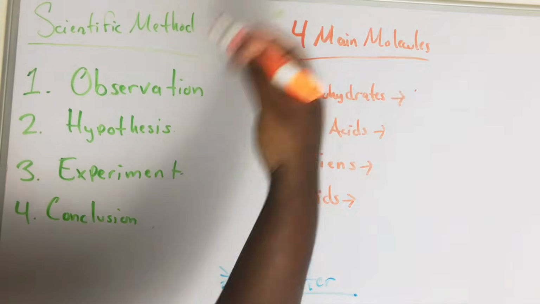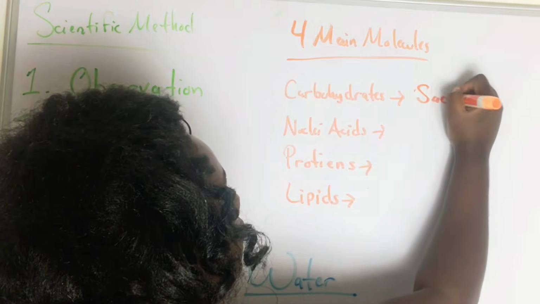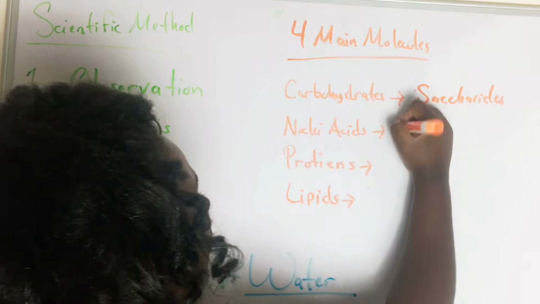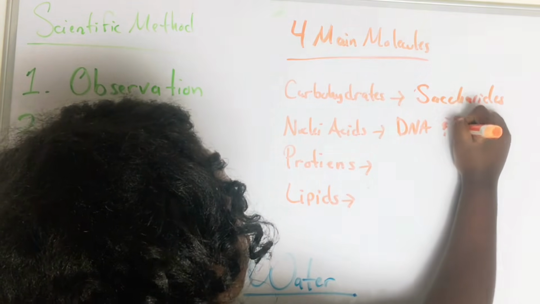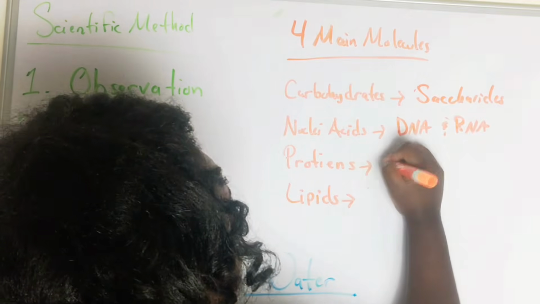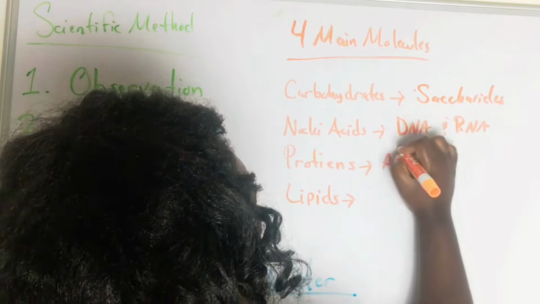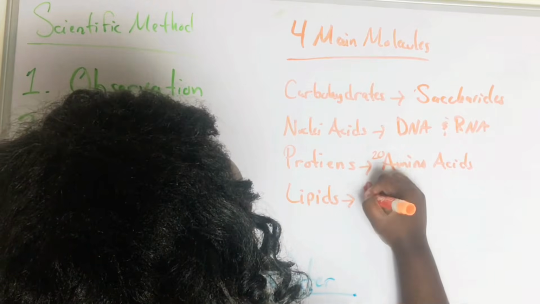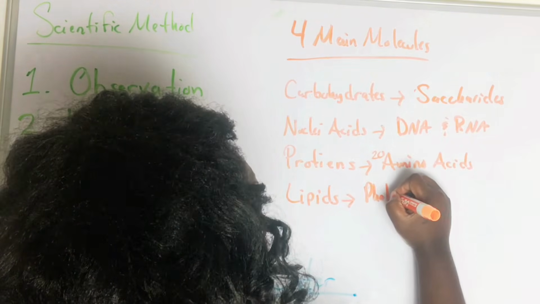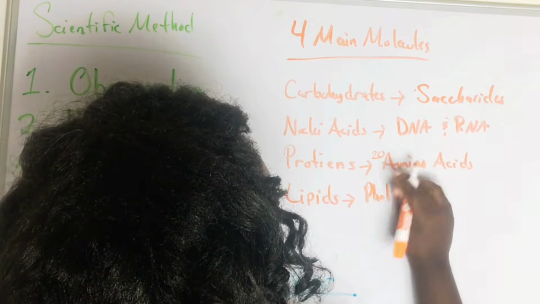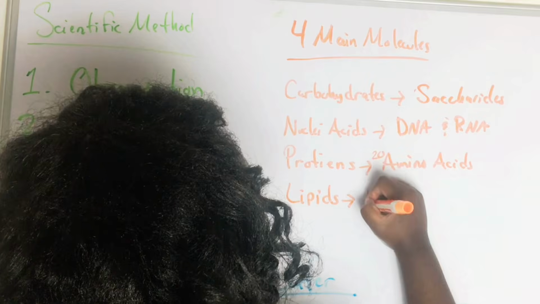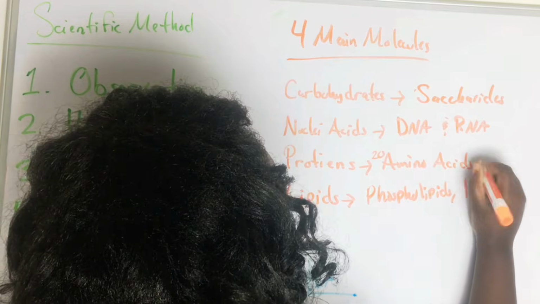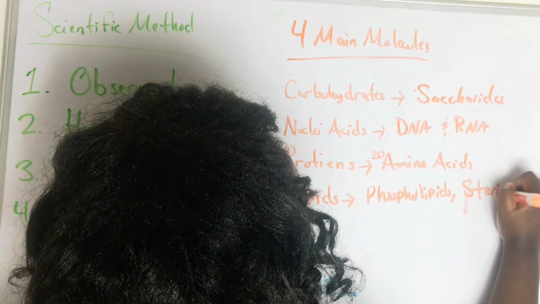I'll go ahead and write. Once again, I'll put saccharides. These are other names for sugars. And nucleic acid, DNA and RNA. And then proteins, amino acids, 20 to be specific, 20 amino acids. And then lipids, that are composed of phospholipids. I don't know if I'm spelling that right. Phospho. And steroids.